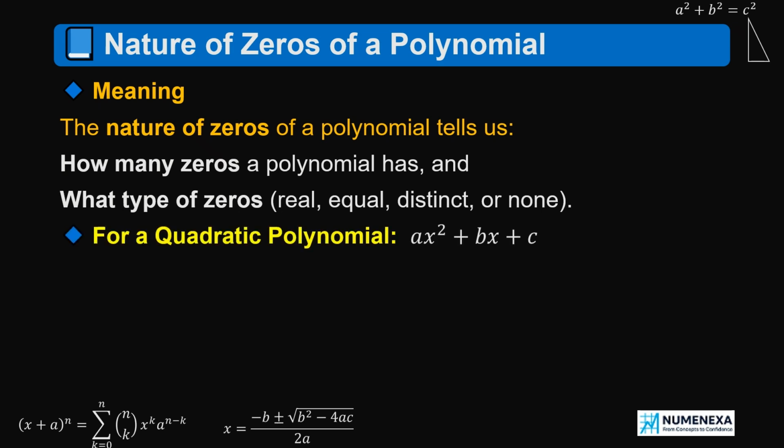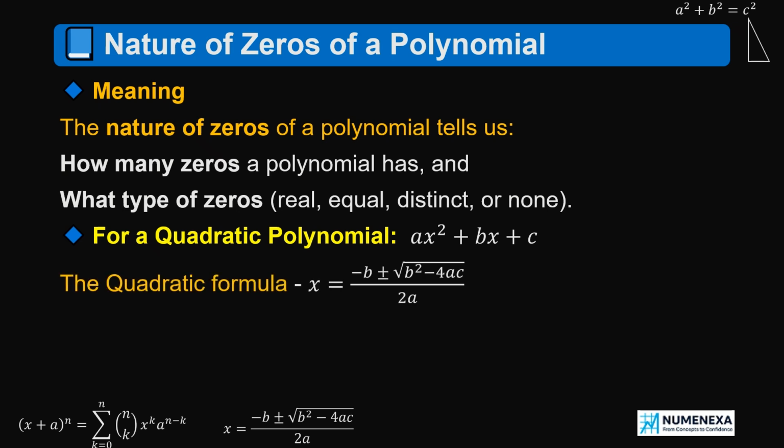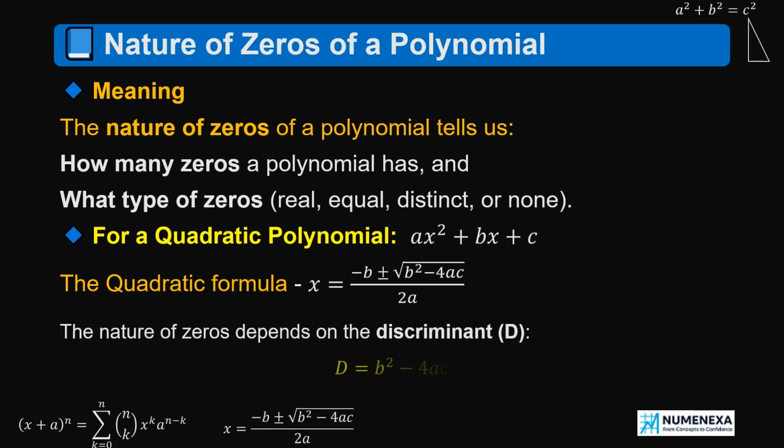For a quadratic polynomial, x squared plus bx plus c, its roots can be obtained using the quadratic formula, minus b plus minus root of b squared minus 4ac. The nature of zeros depends on the discriminant D. D equals b squared minus 4ac.